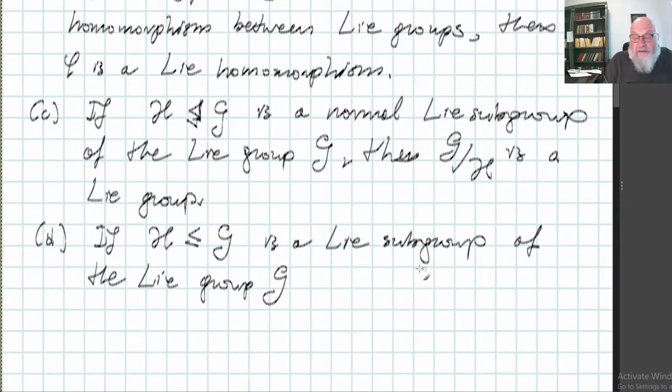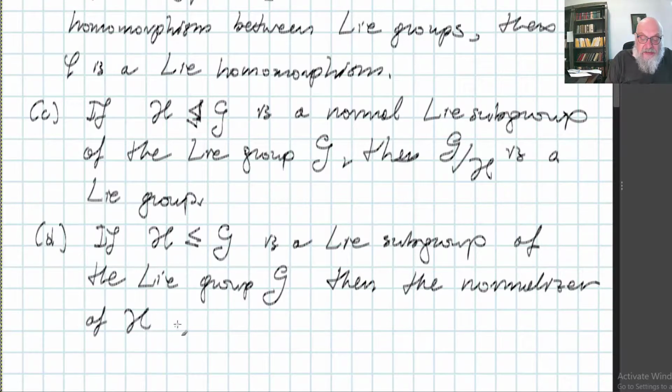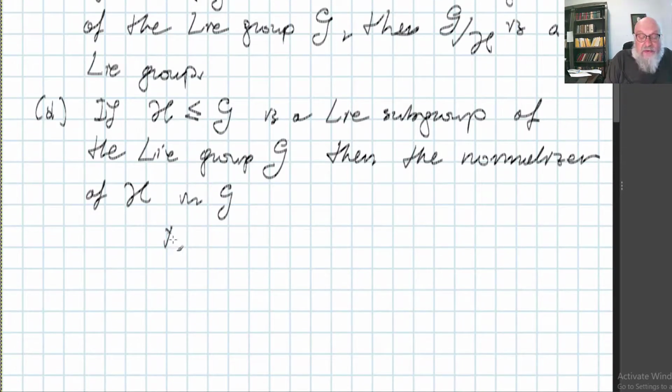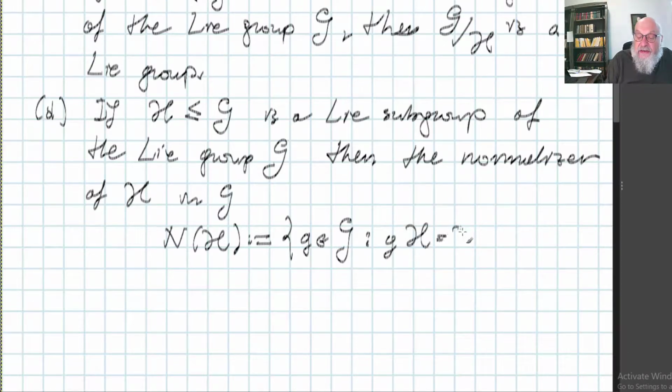the normalizer of H in G, and that means this set, let's write it down. So the normalizer of H, by definition, is the set of all g belonging to G such that gH is equal to Hg as a subset, is a Lie subgroup.